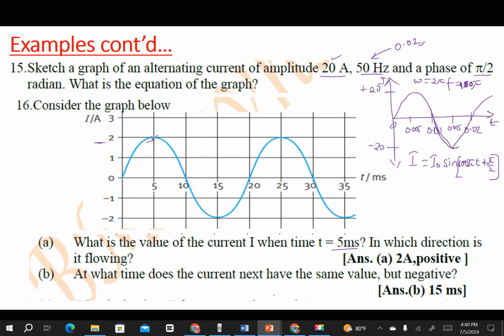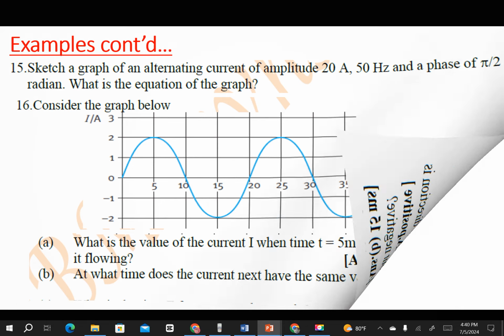At what time does the current next have the same value but negative? So you can look at 15 milliseconds. So that is just at 15 milliseconds. I give so many examples here.